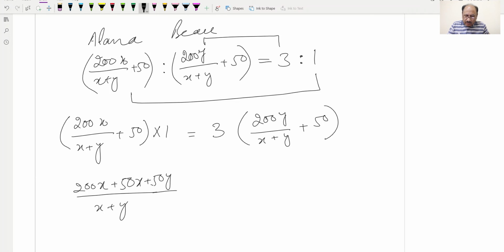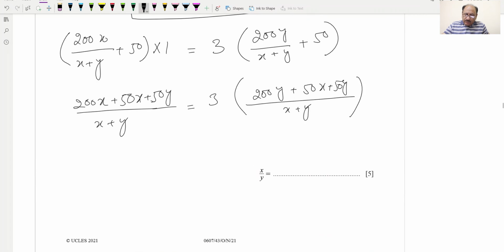Hopefully you are comfortable with the LCM in algebraic fractions. If you are having confusion over here, it means your algebra is weak. You need to revise the algebra portion, specifically simplification of algebraic fractions. Now on this side also we take LCM, 3, and this will be x plus y, and this will be 200y plus 50x plus 50y. Again you should understand what I have done. If this step is clear, it means you're fine, your algebra is good.